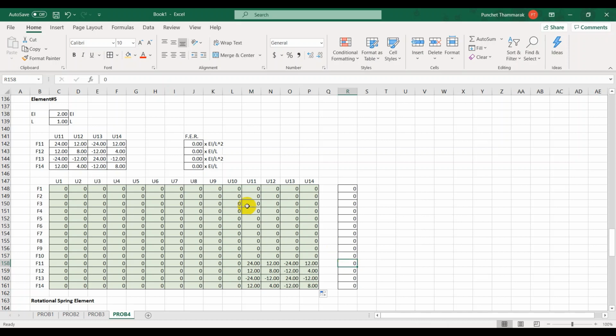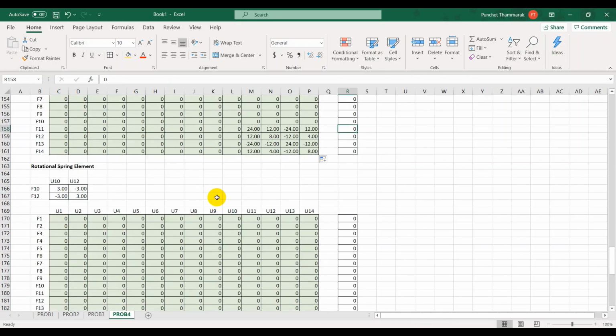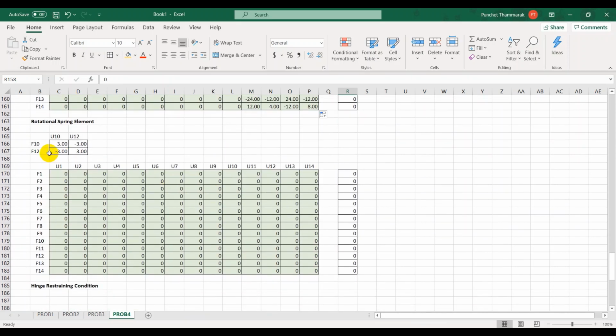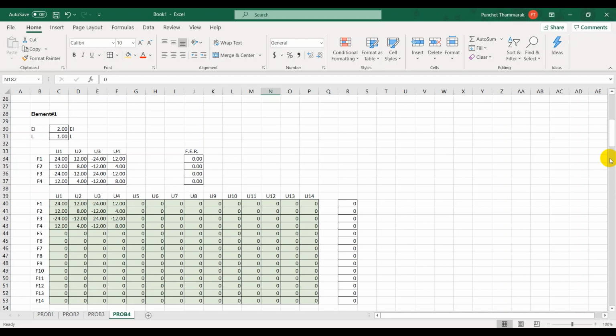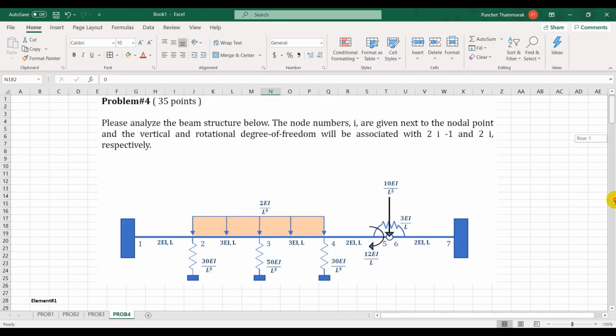Okay, sparse is simply 0. The rotational spring is a bridge between 10 and 12, so 10 is here, right? We have 10 10, and here is at 10 12, 12 10, 12 12, 3EI over L, right? Just want to make sure. Yeah, 3EI over L.